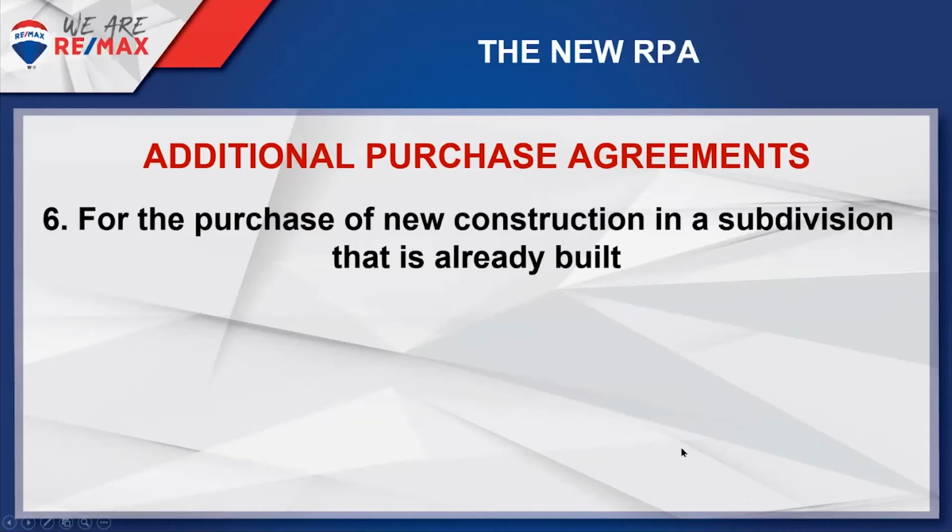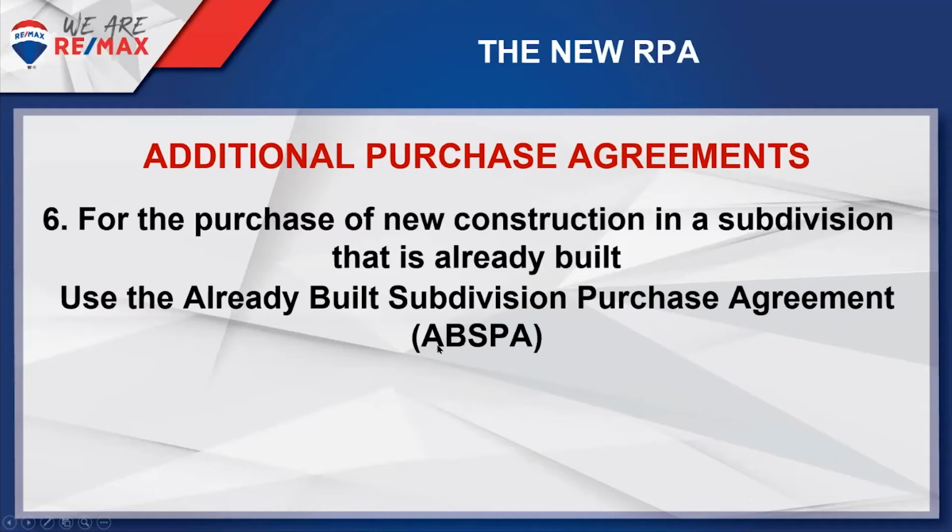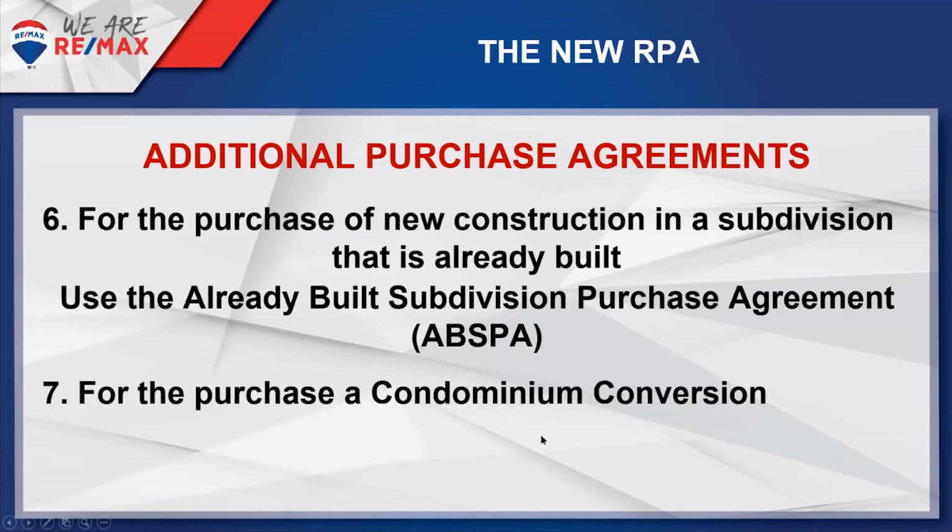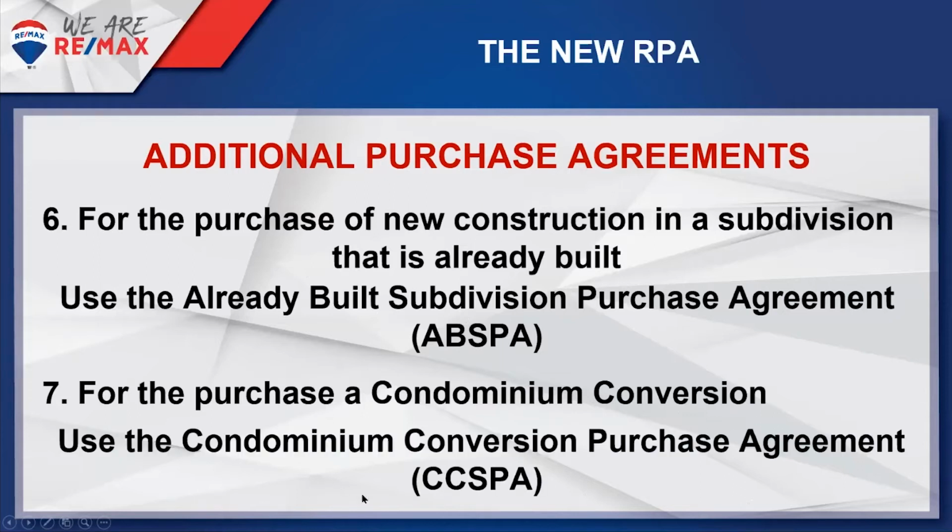For the purchase of new construction in a subdivision that is already built, use the ABSPA, the already built subdivision purchase agreement. That isn't going to come up too often because the builders do their own purchase agreements, so you're not going to come upon that very often. If you're purchasing a condominium conversion, you should use the CCSPA, Condominium Conversion Purchase Agreement. So that's the 7 purchase agreements that still exist in addition to the new RPA.